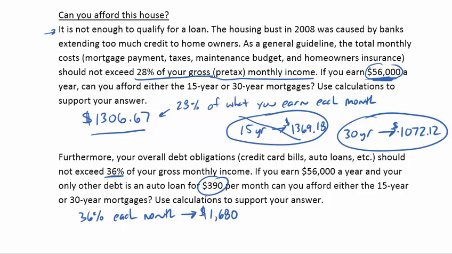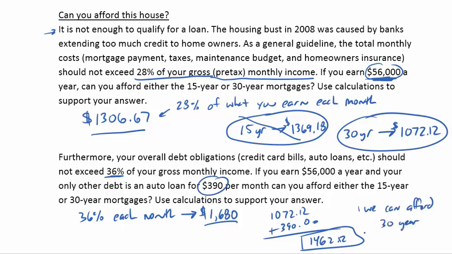Now the 15 years is already out, but we want to check and make sure that the 30 years is still going to work. So we're going to take $1,072.12 and add this auto loan to it. We come up with $1,462.12. So that's what our costs are going to be, and we can see we're well inside of that 36%. So we will be able to afford the 30 years still, even with our car payments.